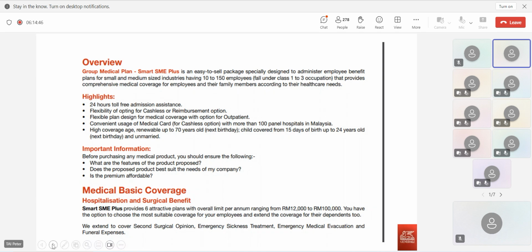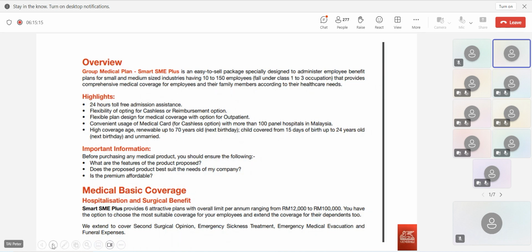So, convenient usage of medical card, cashless admission with more than 100 panel hospitals in Malaysia. We have a high coverage age, renewable up to 70 years old. That means all the staff that you have, they can work up to 70, we'll cover them. Child cover from 15 days up to 24 years old, and unmarried. So long as they are within 24 years old, not married, staying with you, it's covered. We can extend to cover that.